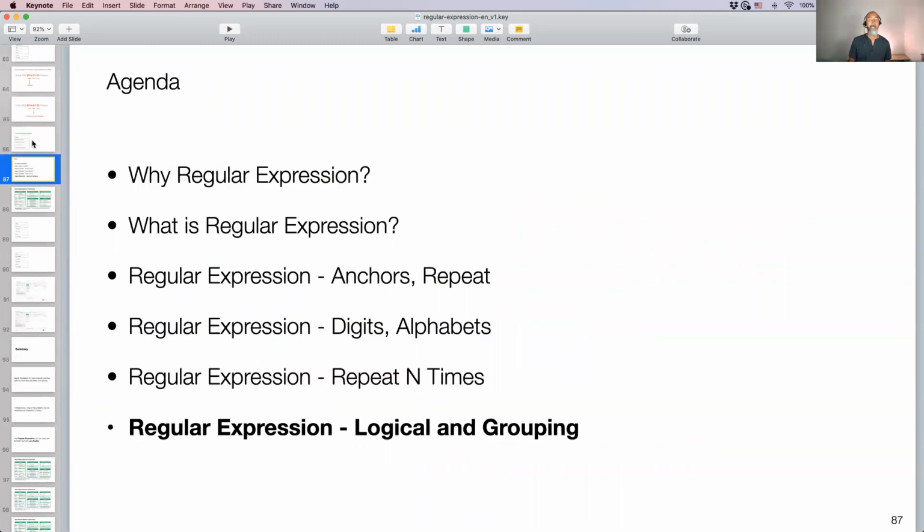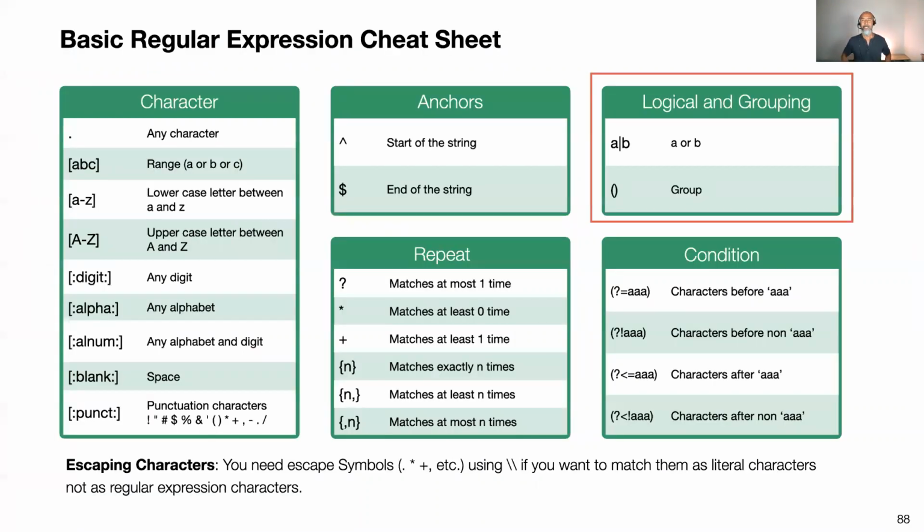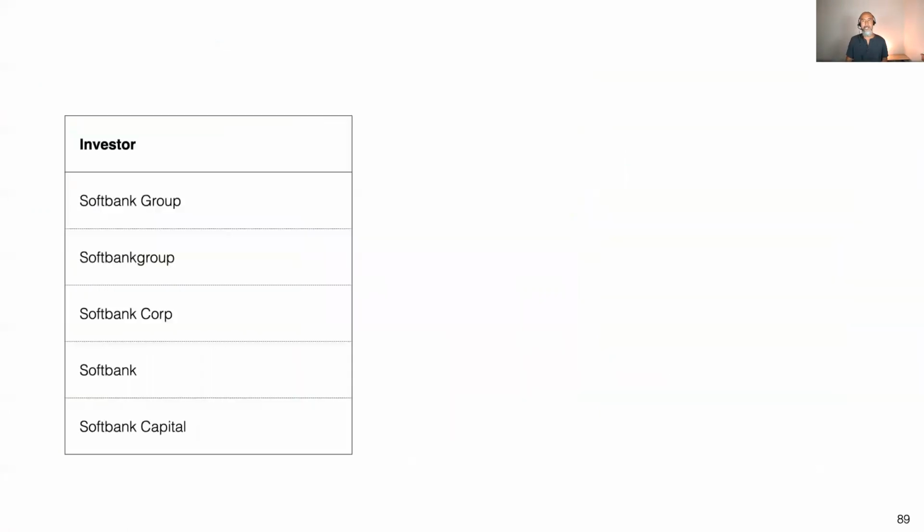And then one last thing is regular expression logical and grouping. That's the right-hand side top part. So there's a vertical bar coming in. Let's say you have data like this. This is an investor name, there's SoftBank, but somehow sometimes SoftBank Group, sometimes SoftBank group without a space, sometimes SoftBank Corp, SoftBank Capital. There are a bunch of slightly different things, but I'm pretty sure these are the same SoftBank company, right?